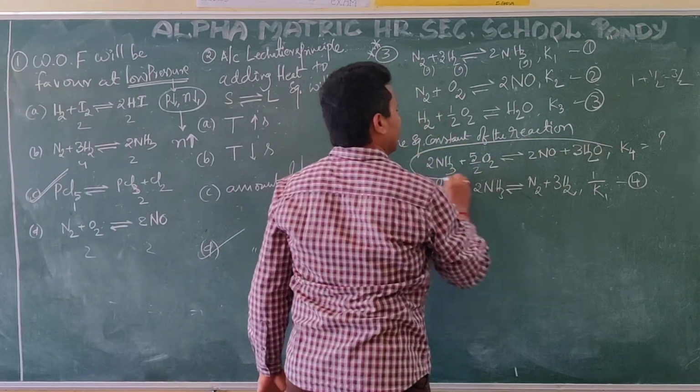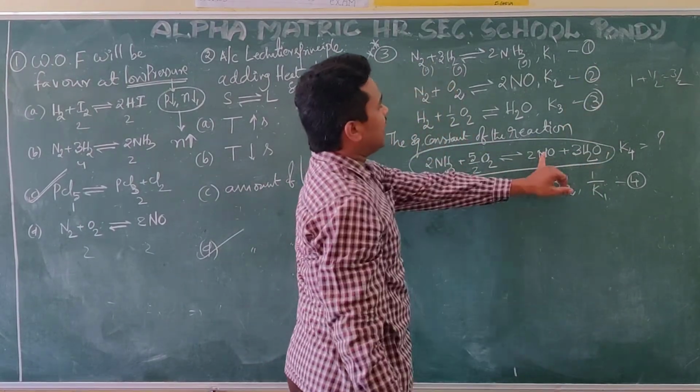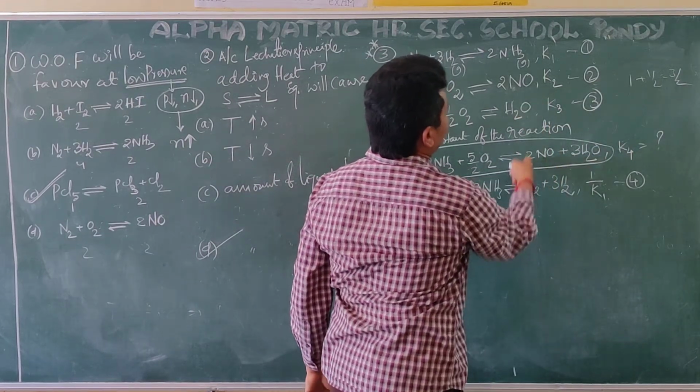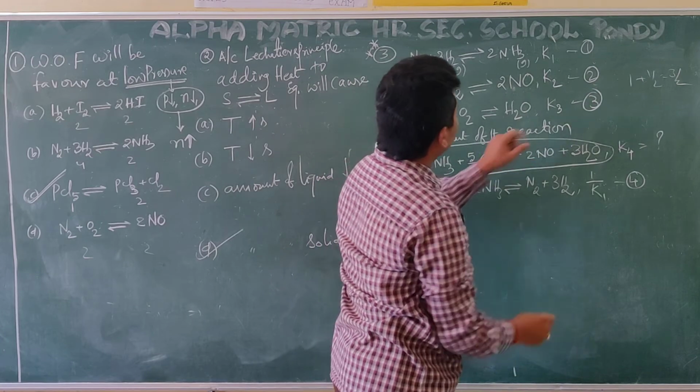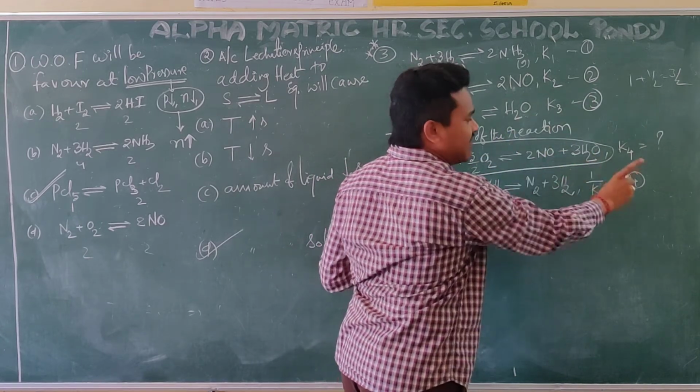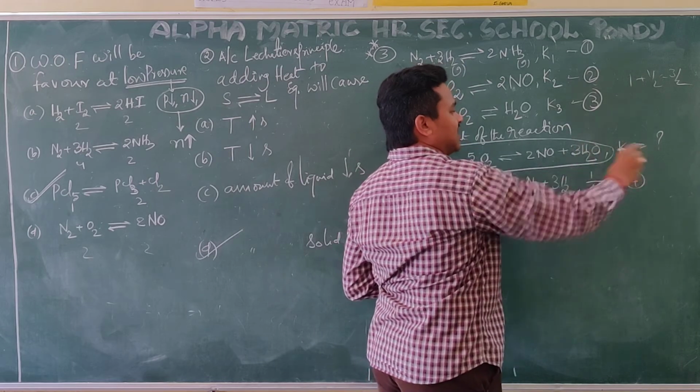This is my target. I have to follow this. And where is NO? NO should be on the right side. Where is NO? This side. Here also 2 is there, here also 2 is there, no problem. Where is water? This is water. In my target equation, water is on the right side.